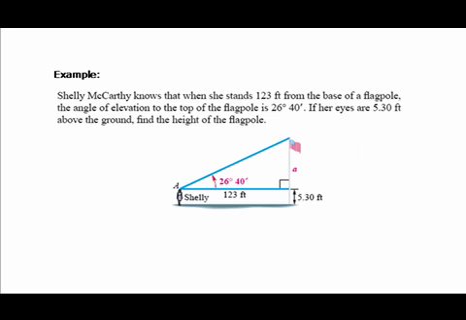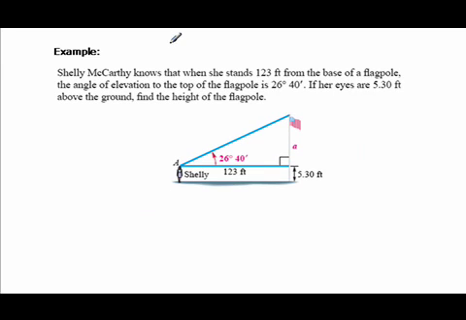So here's an example. It says Shelley knows that when she stands 123 feet from the base of a flagpole, the angle of elevation to the top of the flagpole is 26 degrees 40 minutes. If her eyes are 2.3 feet above the ground, find the height of the flagpole. So part of the flagpole is missing, or it's not showing up very well. Let's draw the actual flag, the mast itself, to the ground.